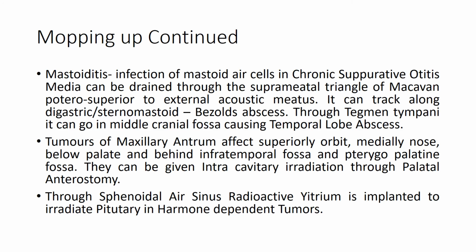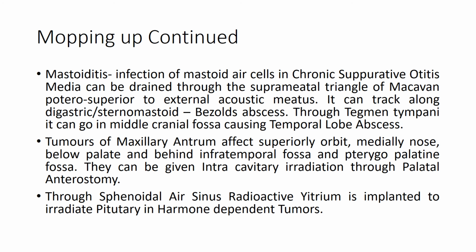Then mastoiditis. Infection of mastoid cells in chronic suppurative otitis media can be drained through the suprameatal triangle of MacEwen, which is lying posterior-superior to the external acoustic meatus. It can track along the digastric or the sternomastoid muscle, and that is called Bezold's abscess. Through the tegmen tympani, it can go into the middle cranial fossa, causing a temporal lobe abscess.